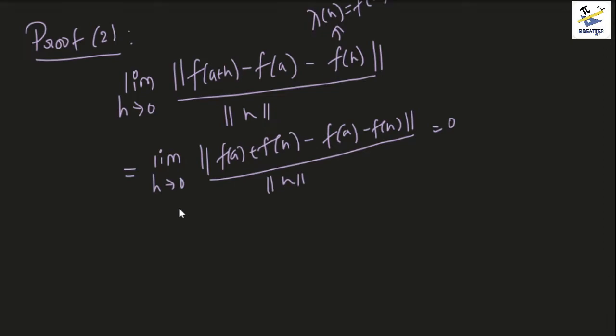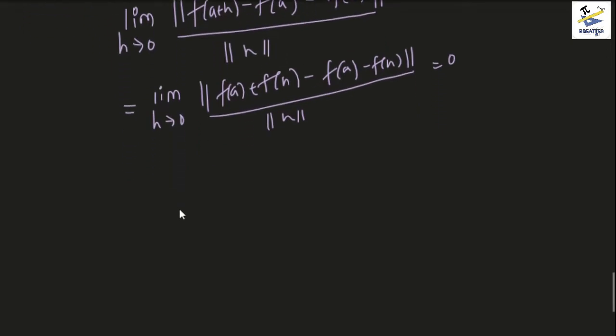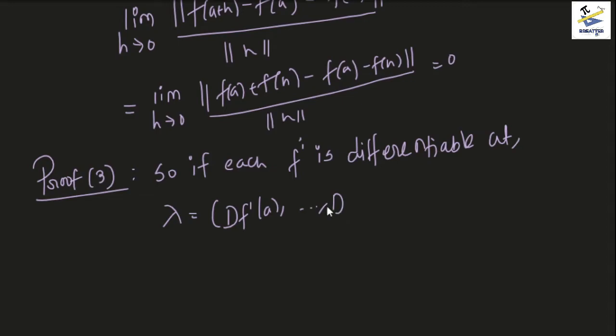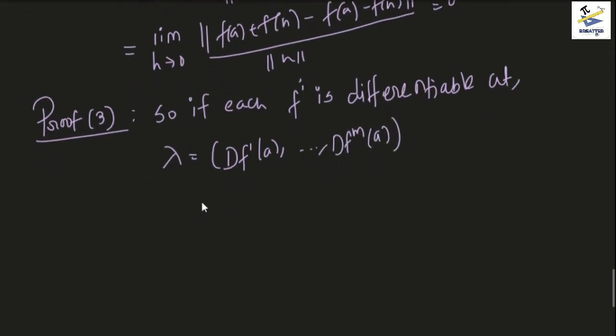Now this kind of problem can be easily done using all the proper things. Now the proof of number 3 should be something like this. Now we can assume that each f_i is differentiable at a. So if each f_i is differentiable at a, and we are claiming that the derivative is this, now what we want to prove is that the limit is 0.